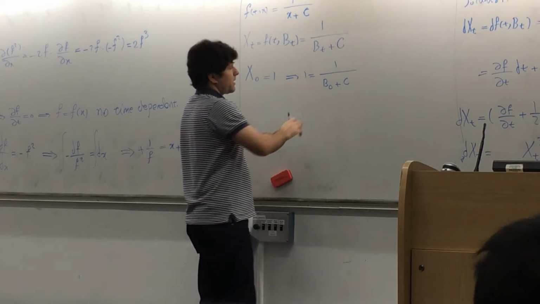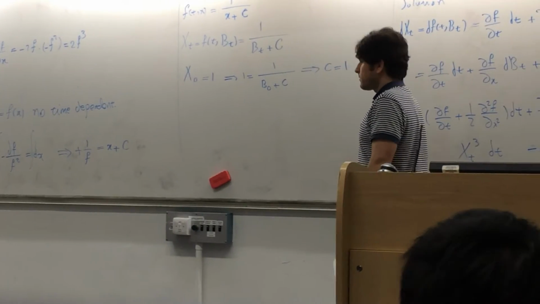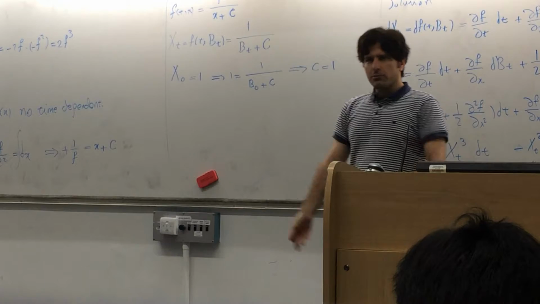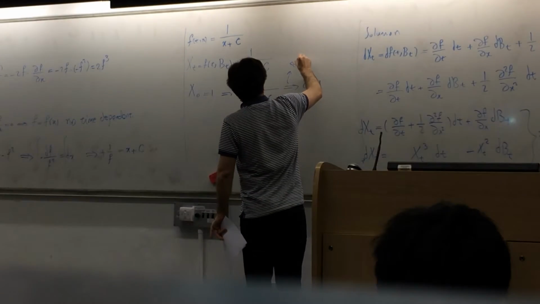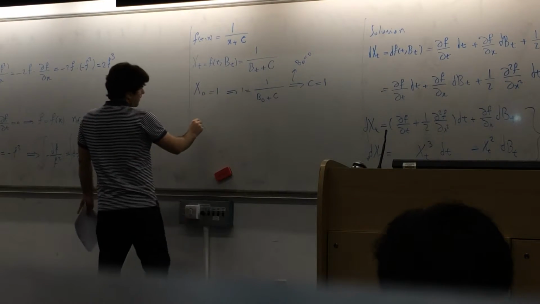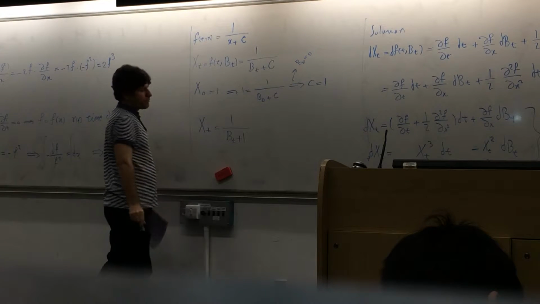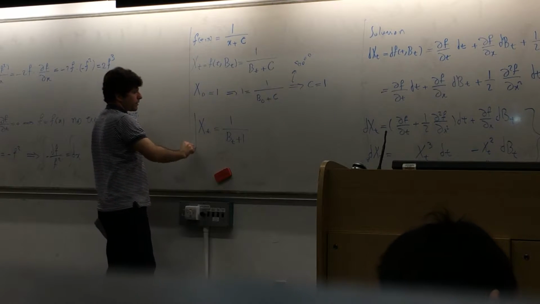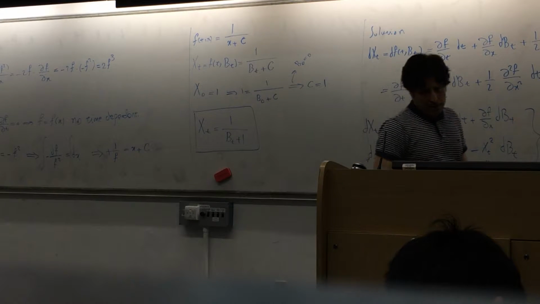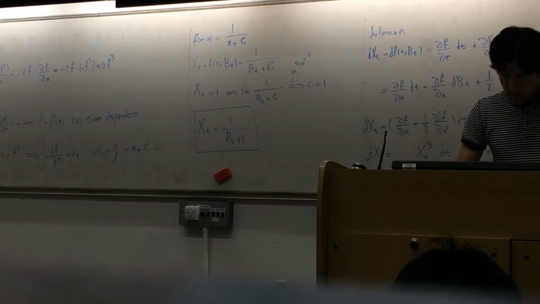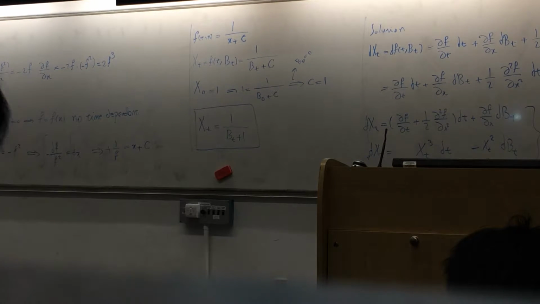So B_0 is 0. So this gives c equal to 1. Right? So by the definition of Brownian motion, we know that B_0 is 0, and this gives you c equal to 1. Therefore, X_t is equal to 1 over B_t plus 1. And that is the solution that we look at. I think it's this here: 1 over B_t plus 1.